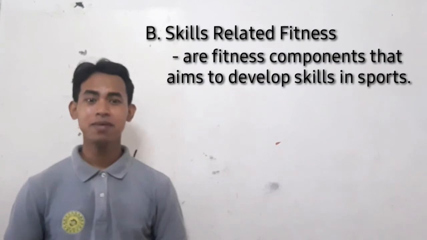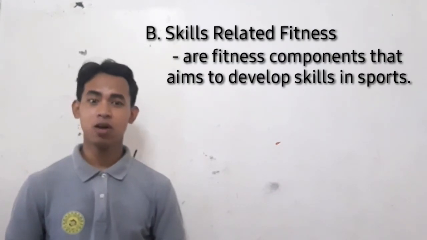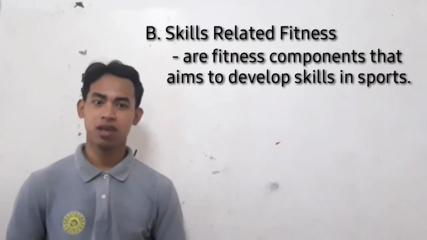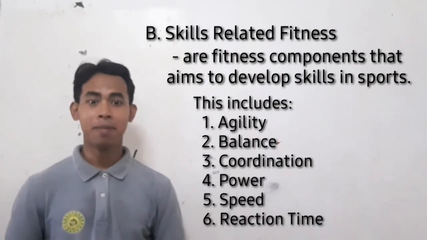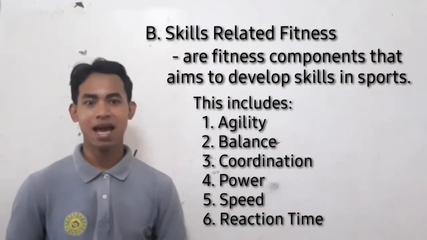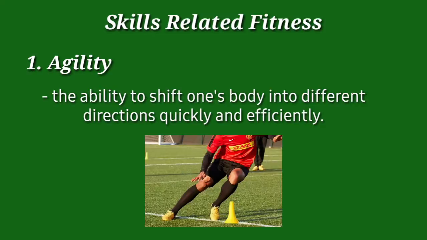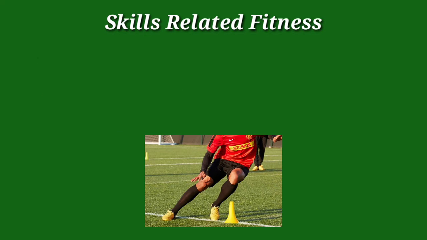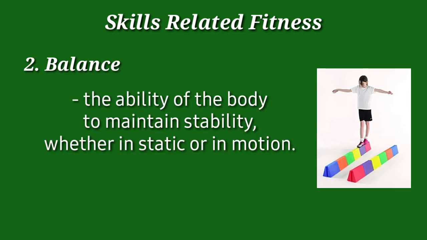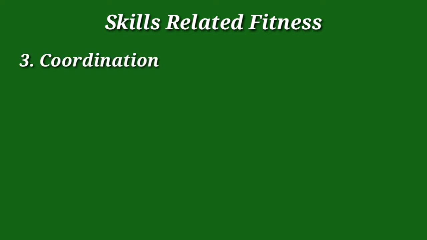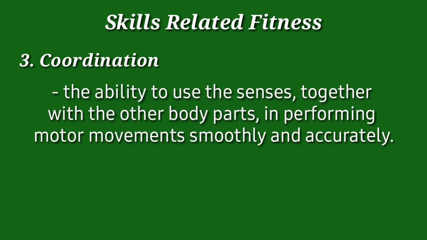Skills-related fitness are physical fitness components that aim to develop our skills, especially in sports. This includes agility, balance, coordination, power or muscular strength, speed, and reaction time. Agility is the ability to shift one's body in different directions quickly and efficiently. Balance is the ability of the body to maintain stability, whether in static or in motion. Coordination is the ability to use the senses together with other body parts while performing motor tasks smoothly and accurately.